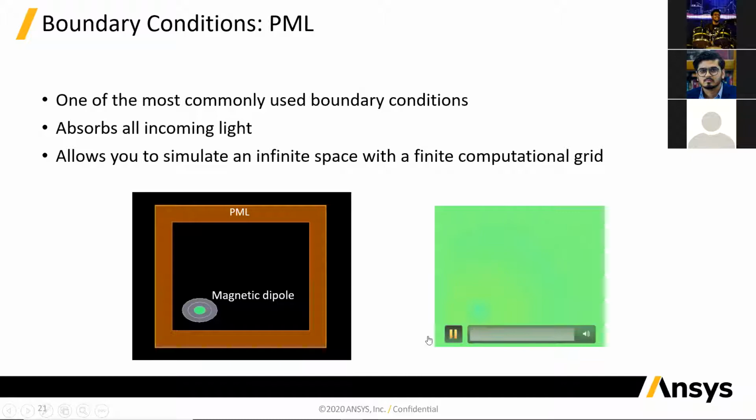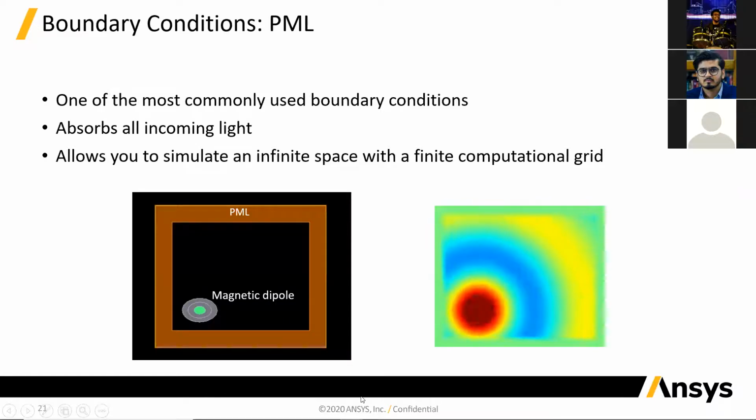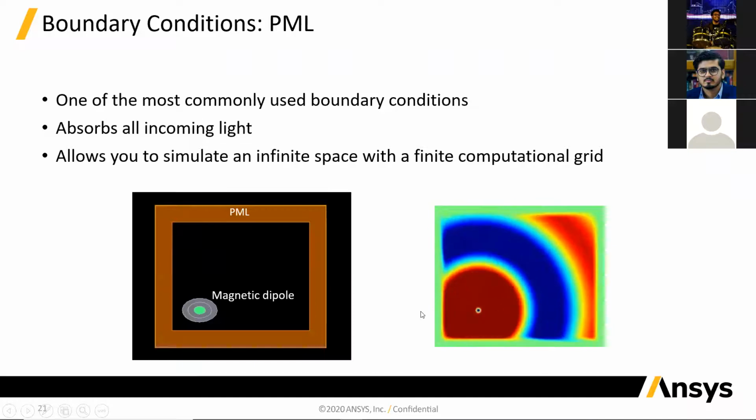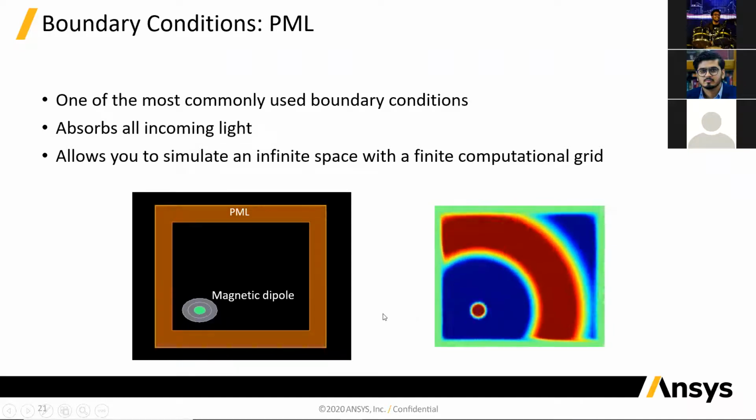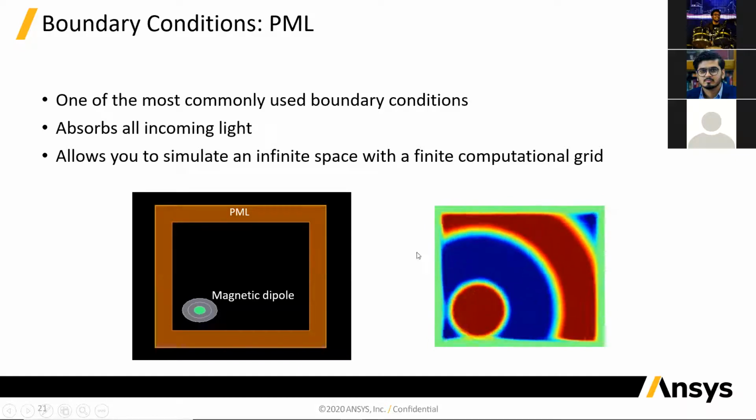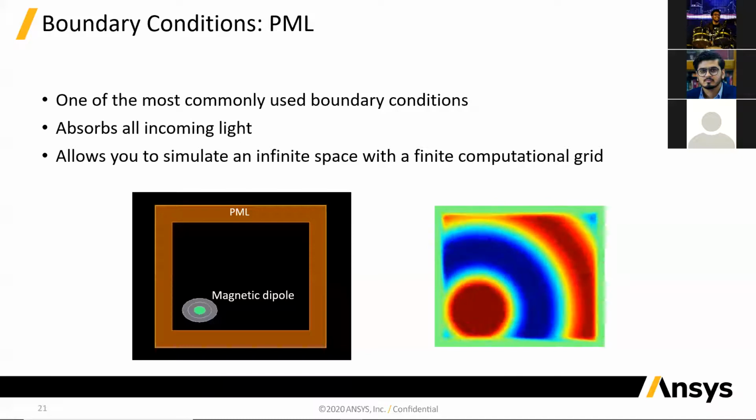So I'll run the video again. Here you can see you have a magnetic dipole source, a point source here. As light comes out of it, you can see that it reaches the boundary and it just goes through the boundary, where it actually is getting absorbed in the PML layer. And so light can just go out of your simulation volume.